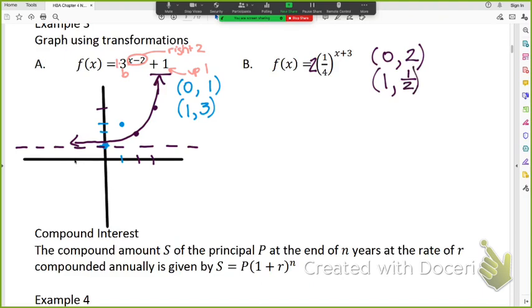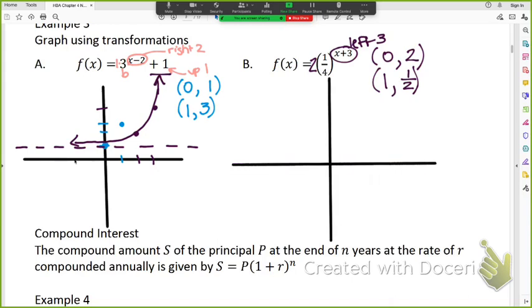What transformations do we see? To the left 3, and up 0, which means my asymptote stays. So I will start with 0, up 2, and 1, up 1/2, and then I will take each of those 2 points and move them left 3.